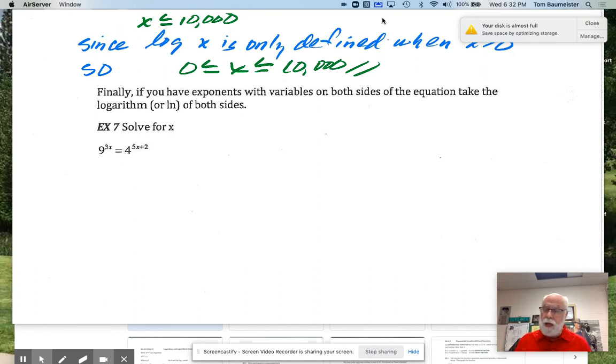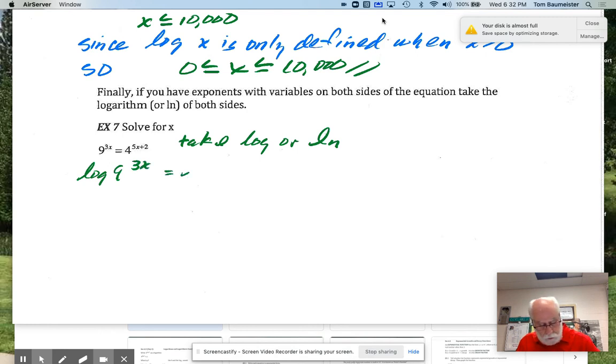But since they're not the same now, you're going to have to take the log or the natural log. All right? So since the bases aren't the same, you are going to take the log or the natural log. Okay, so I'm going to take log of 9 to the 3x is equal to log of 4 raised to the 5x plus 2 power.